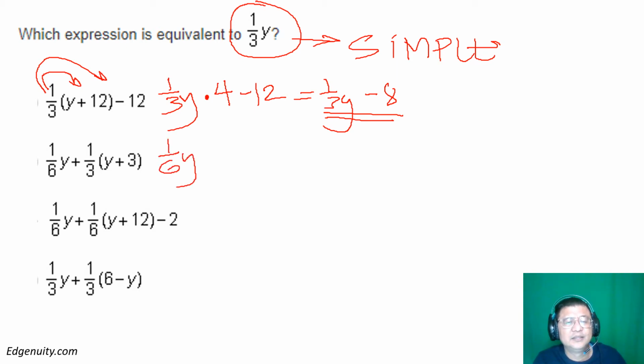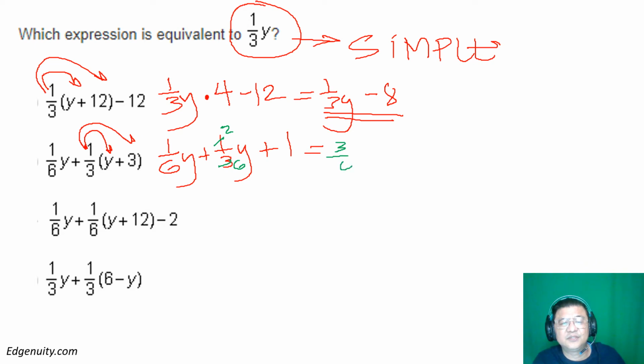1/6 y, and then I could do distributive first. Plus 1/3 y plus 1/3 of 3, which is 1 whole, right? Next, 1/6 plus 1/3. Let me change 1/3 so that they're going to be the same. I'll make it 2/6. All right, now I can add it. That becomes 3/6, 3 over 6 y plus 1. That's totally different from the original one. So forget that. How about the next one?